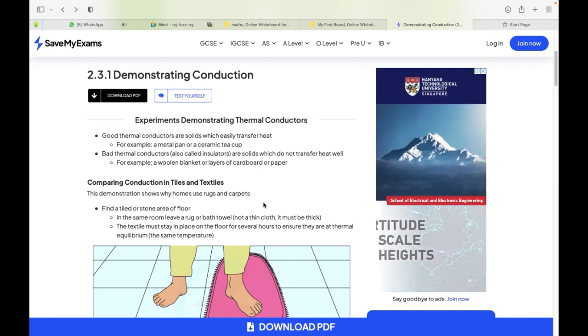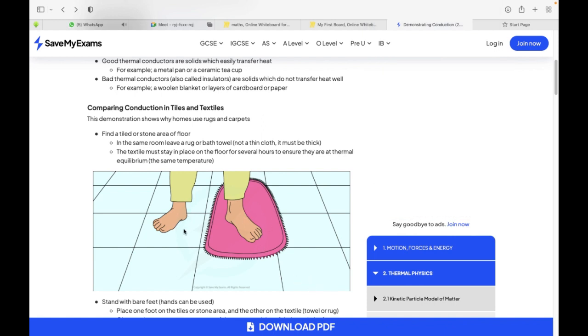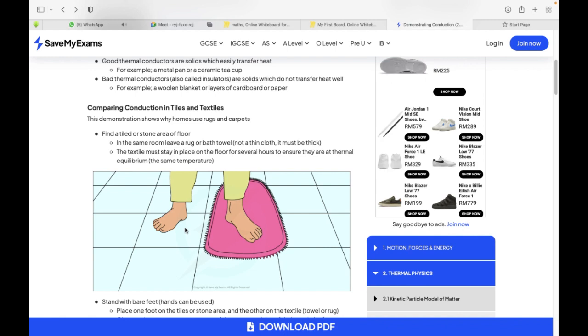Now let's compare conduction in tiles and in textile, like the tiles in your house and any other textile material. We want to see the level of conduction in each of them, comparing both. This demonstration shows why homes use rugs and carpet. You see that the tiles, because they're ceramic, conduct heat.